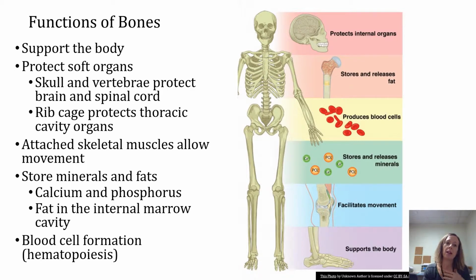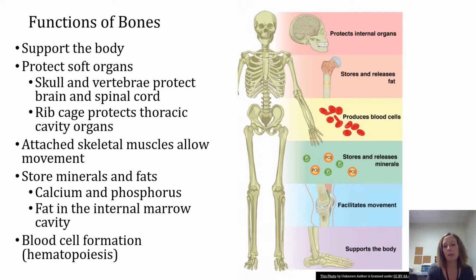Next is storage. We're going to store minerals and we're going to store fat in bones. The minerals are calcium and phosphorus. We talked about that last week. And then the fat is stored in the marrow cavity, which is in the center of bone. That's like what you give dogs. Dogs eat the bone marrow out of bones, or when you make soup, you use the marrow bones.